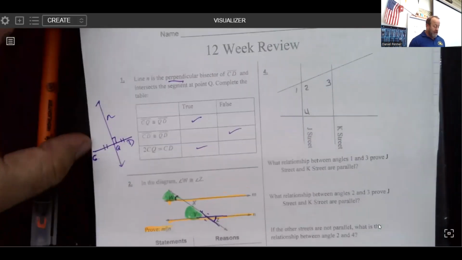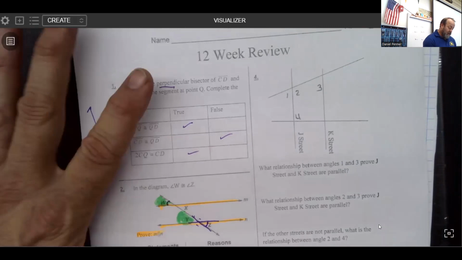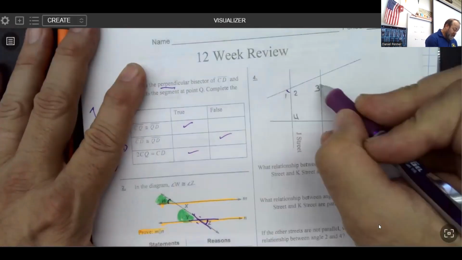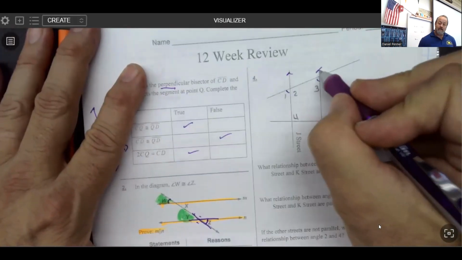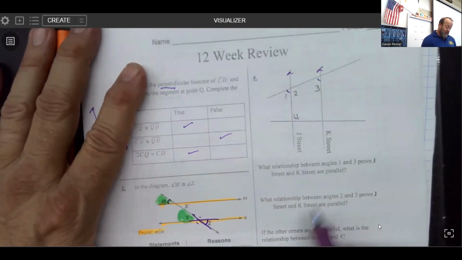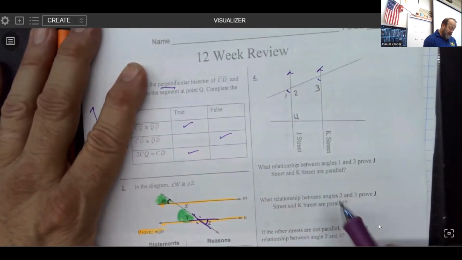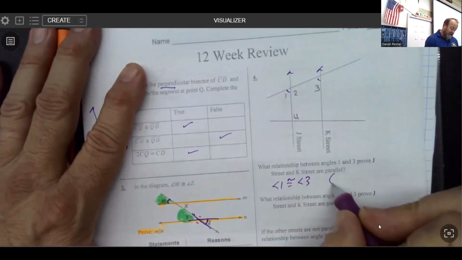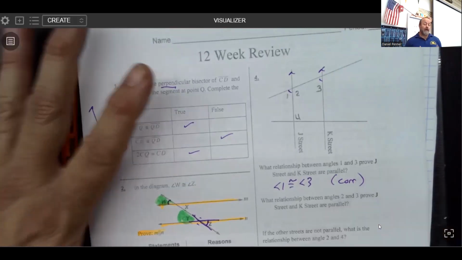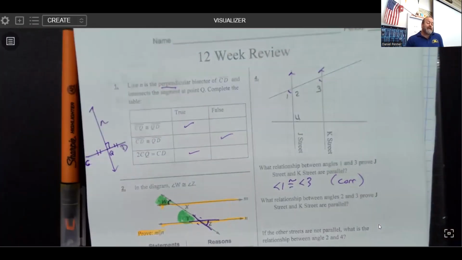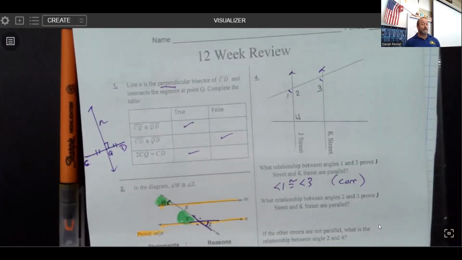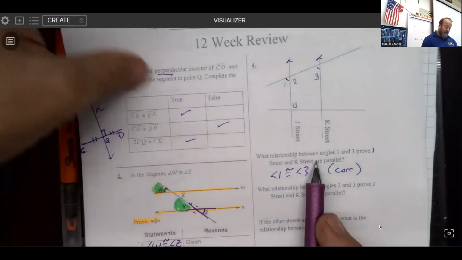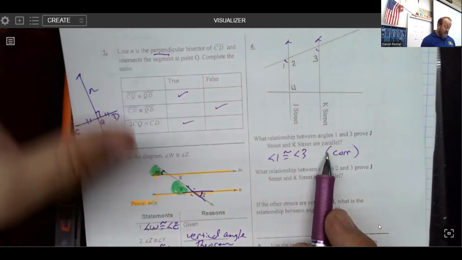All right, I'm going to try to start going a little quicker through a couple of these. If I wanted angle 1 and 3 to somehow tell me that these two lines were parallel, what relationship would do that? I would say angle 1 would be congruent to angle 3 because that would be corresponding. This would be the converse because I'm making that happen so that the lines are parallel. But that would be the angle relationship that would prove that they are parallel if those are the same.